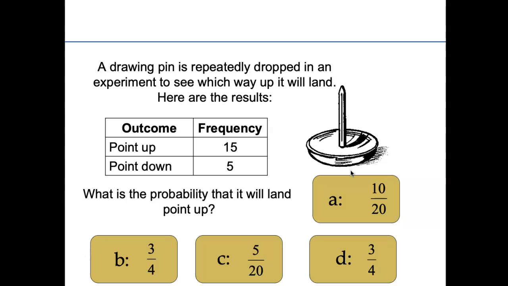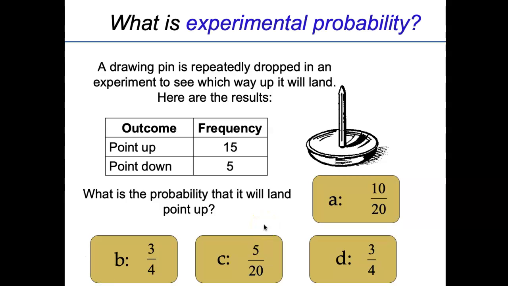Okay, so in this case, we have a pin and you drop it, and it may land on the pointed side, point up or point down. It was performed 20 times. It landed pointing up 15 times, and pointing down 5 times. So in total there are 20. So what is the probability that it will land point up? Okay, answer the question, and then here is the correct one.